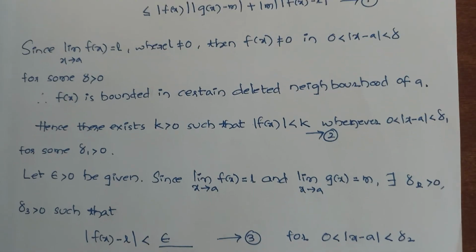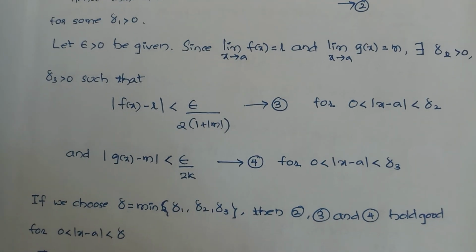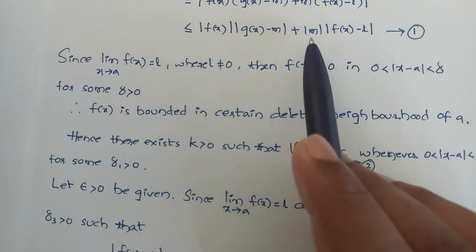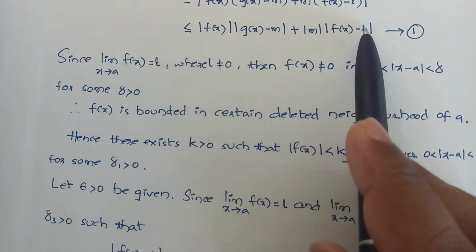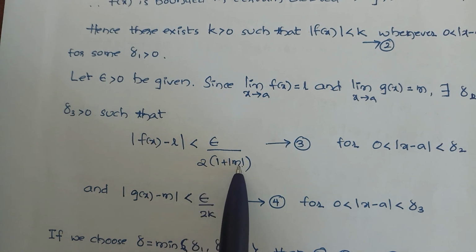Epsilon divided by 2k. You know that epsilon divided by 2k. Substitute those two values, k and epsilon by 2k. So here m is there. So f of x minus L is what? Epsilon divided by 2 into 1 plus modulus of m.